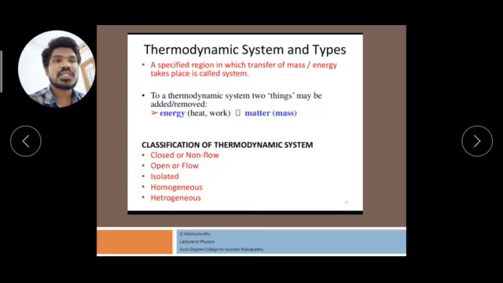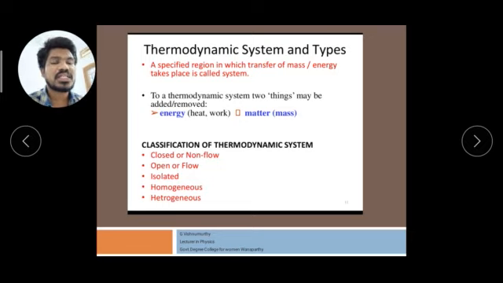And the thermodynamic system and its types. A thermodynamic system is a specific region in which the transfer of mass or energy takes place. To a thermodynamic system, two things may be added or removed. Those are called energy, like heat and work, and the second one is matter, that is always referred to as mass. The classification of thermodynamic systems is closed or non-flow, open or flow, isolated, homogeneous, and heterogeneous.